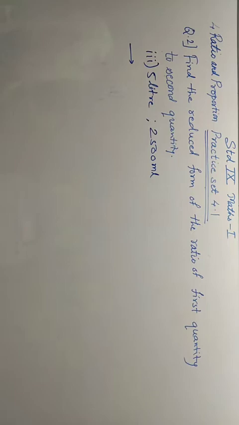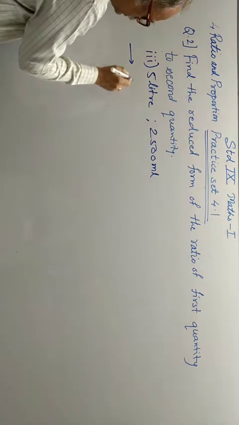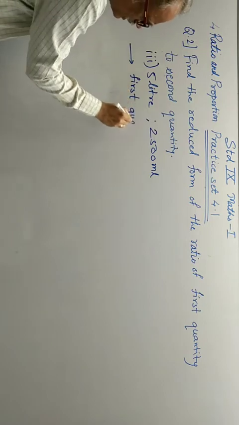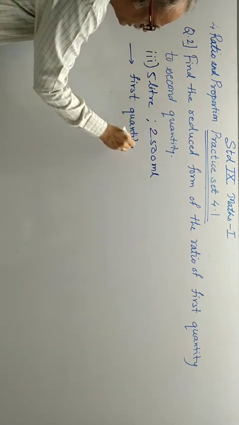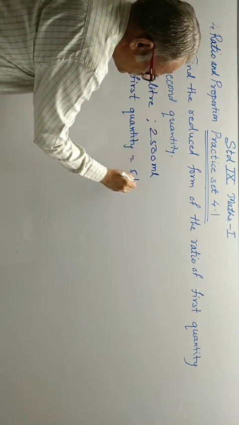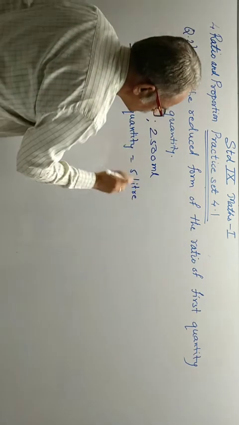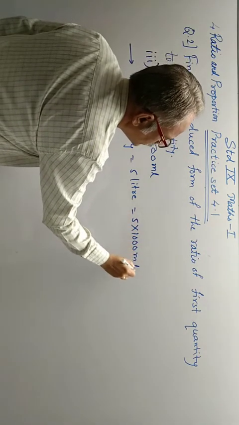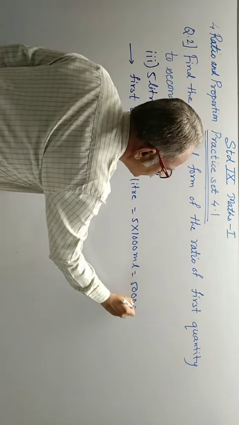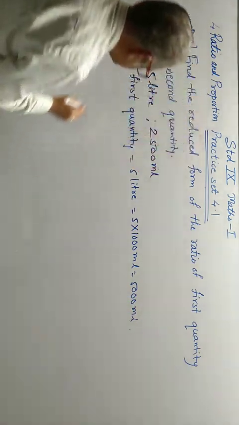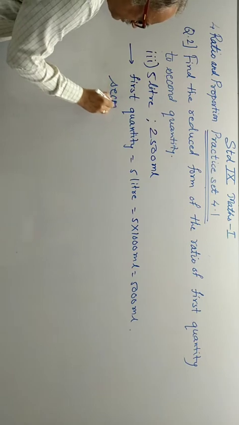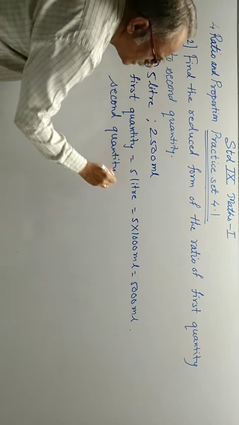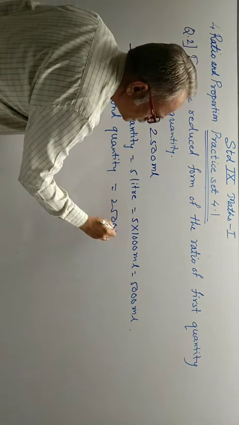The next is 5 liter and 2500 ml. First quantity. First I was not writing it like this, but in some schools they ask to write like this. First quantity: 5 liter equals 5 into 1000 ml, which is 5000 ml. And the second quantity is already in milliliters, 2500 ml.